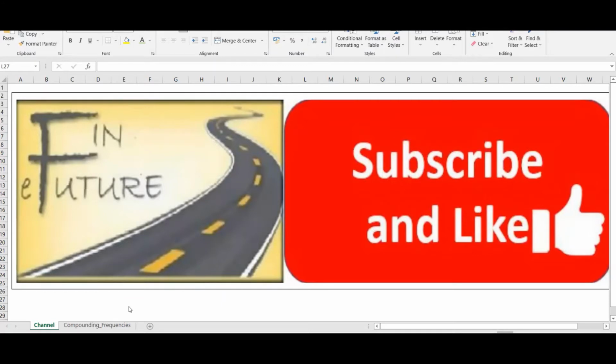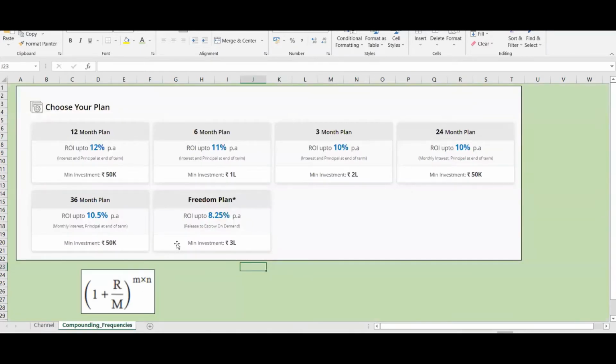So let's look at what exactly today's video is all about. I'll try to explain compounding frequencies with the help of some examples. First, I'll spend 1 or 2 minutes explaining what the exact center of today's subject is, and then I'll explain with an example.